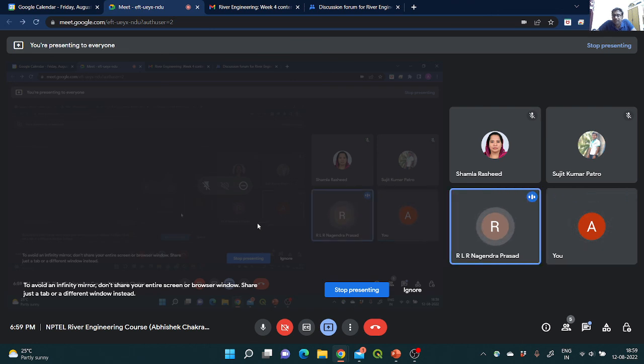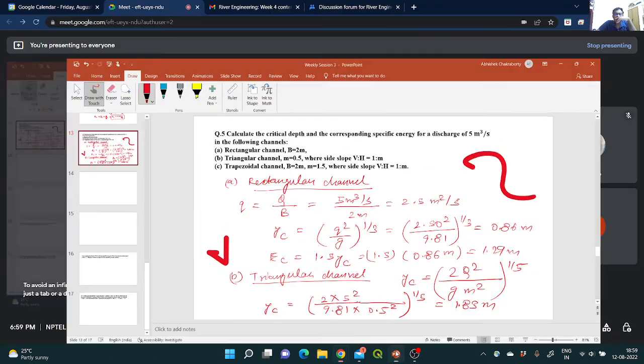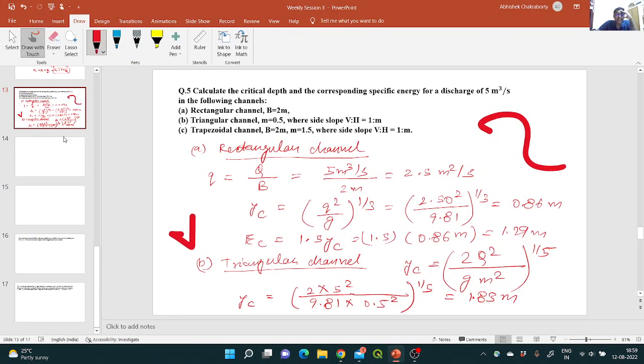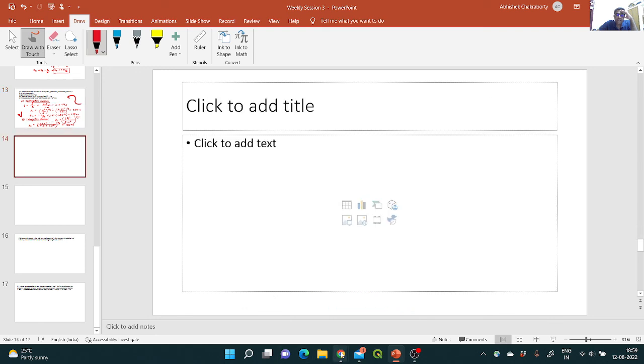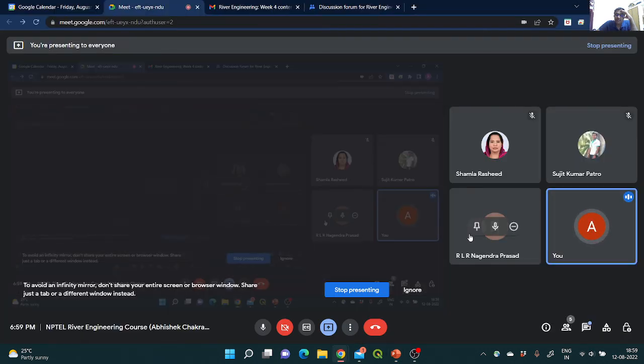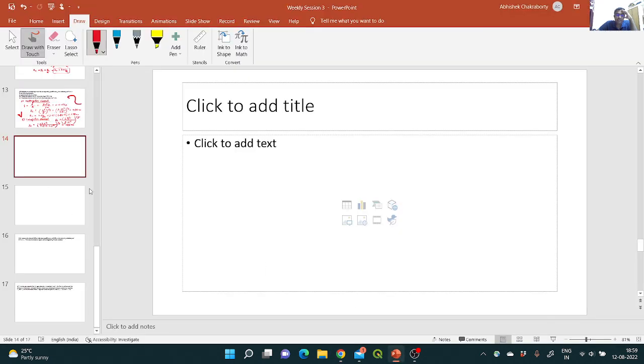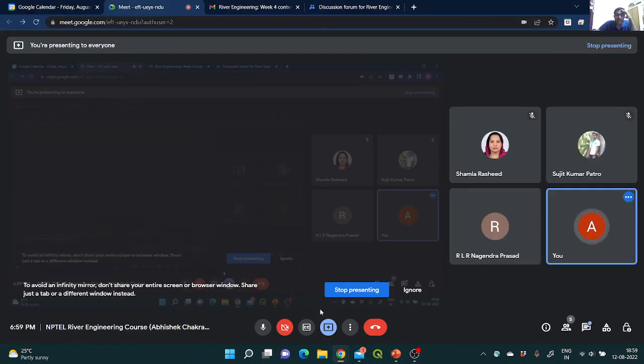Please give the expression for trapezoidal channel, critical depth and critical force. Exactly. I tried the same, but my Apple Pencil actually stopped working. So by tonight, I have to upload the slides, Nagendra. Okay, sir. I will be typing the expression in the slide and will be uploading it by midnight.